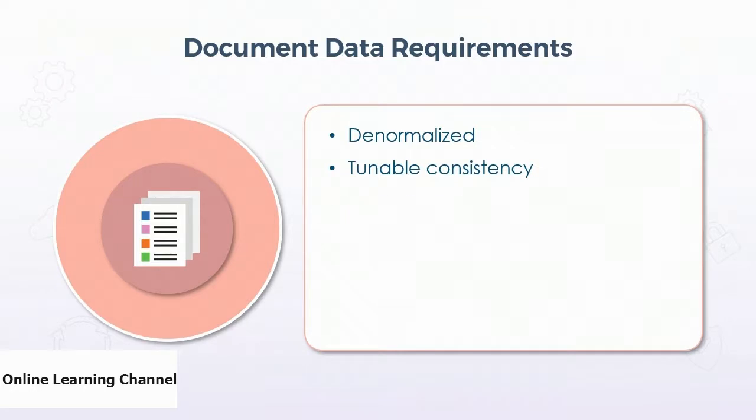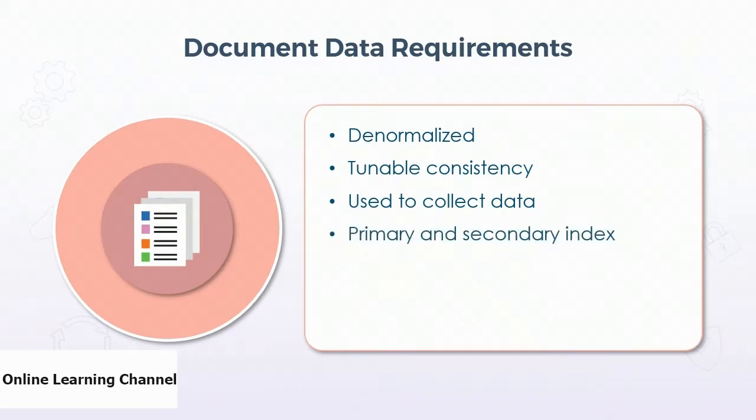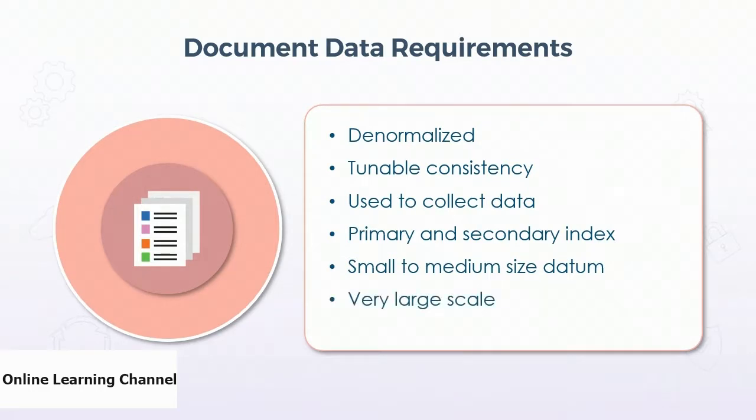Document data stores are used to collect the exact data in the documents as is. This explains why the data is not normalized, since normalization would be a transformation of the data. Documents in a document data store have a primary key, a unique key for each document. Fields within the file, such as the properties of a JSON file, can also be indexed for faster lookup. The datum, or data in the individual files, tends to be small to medium. That is, the files are on the size range of kilobytes to megabytes. And the scale of a document data store can be very large. A single data store can typically store petabytes of data.